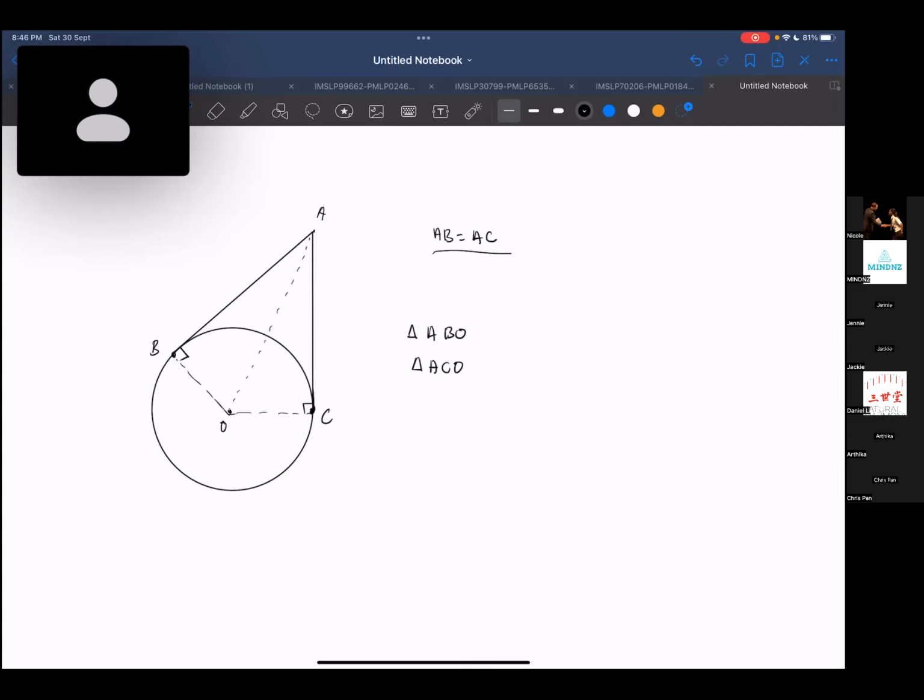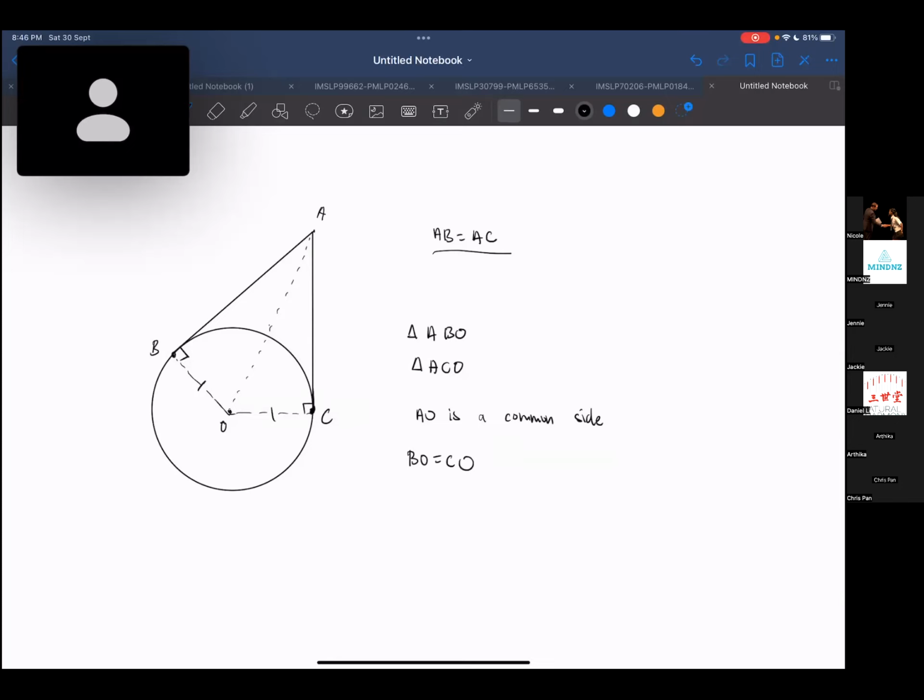So why is this? Firstly, we can see that they both have 90-degree angles. Secondly, they share the same side here. So AO is a common side. Specifically, it's the hypotenuse of both triangles. And also because this is in a circle, BO and CO are both radii, and thus they are the same as well.